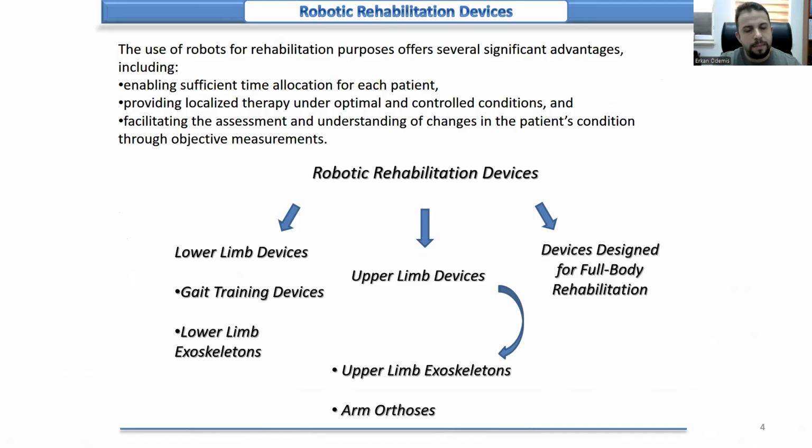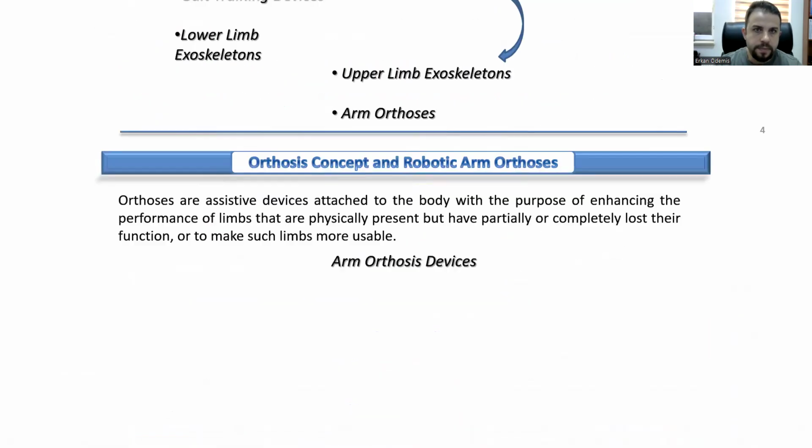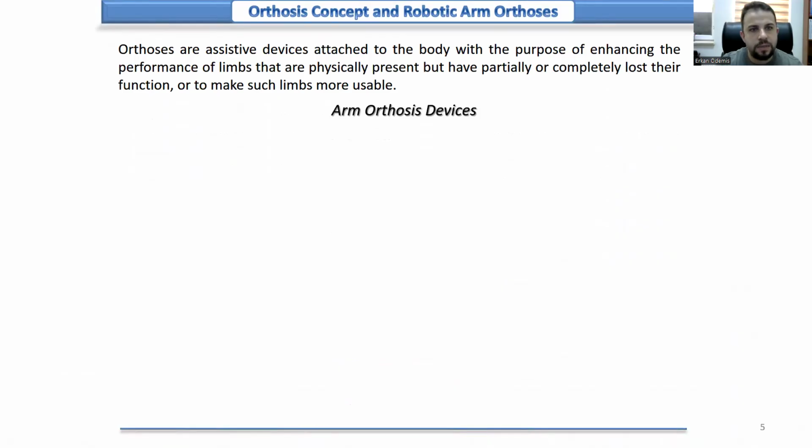Robotic rehabilitation devices can be divided into three groups according to the body part to which they are applied. These subcategories are lower limb devices, upper limb devices, and devices designed for full body rehabilitation. Robotic arm orthesis and upper limb exoskeletons are subcategories of upper limb devices. Ortheses are assistive devices attached to the body with the purpose of enhancing the performance of limbs that are physically present but have partially or completely lost their function, or to make such limbs more usable.